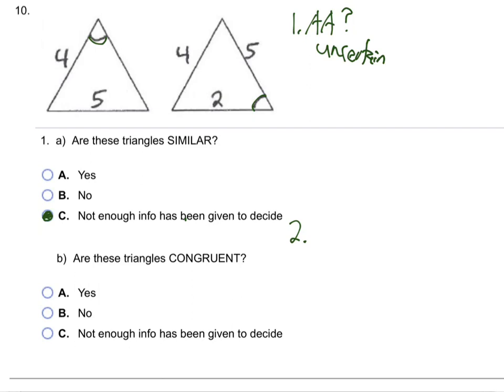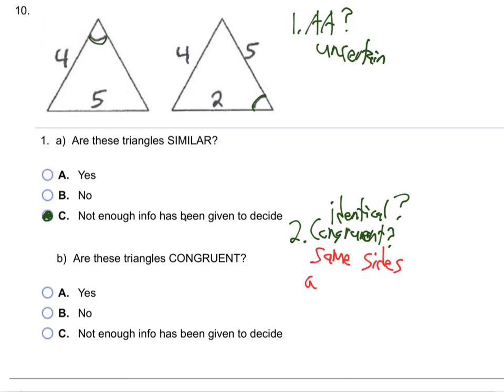Okay, well, how about here? Could they be congruent, which is identical? Could they be fully identical? Congruent. Remember what you have to have. You have to have the same sides across from the same angles. Do we have that? This angle is the same as this angle, but they're across from different sides, aren't they? Across from a 5 and across from the 4. So that's a no way. You've got to have the same angles across from the same sides.